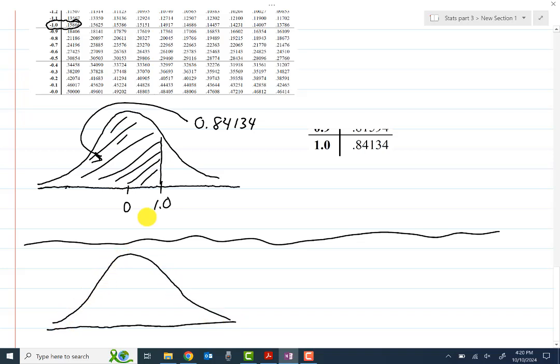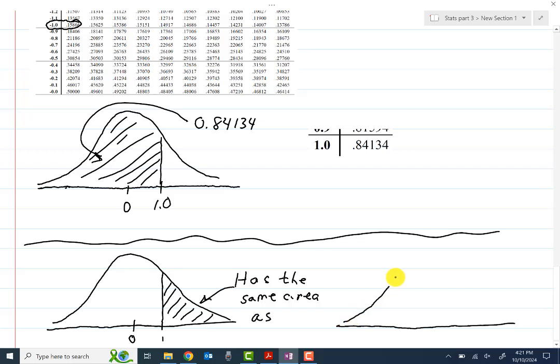Let's start with this one here. This will be 0. Now the table is not built to give you the area to the right. It only works towards the left. But this has, when I say has, the same area, I'm talking about the shaded region. So this is going to have the same area as this region that I'm going to draw next.